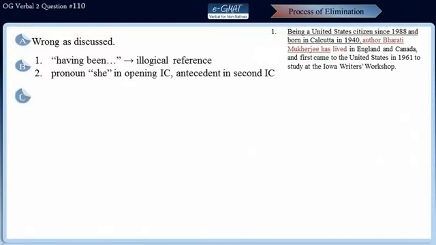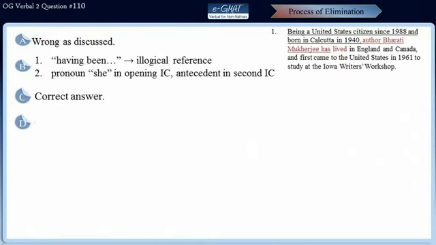Let's take a look at choice C now. Well, choice C is the correct answer because the opening modifier correctly modifies the author. The independent clause after the semicolon correctly gives additional information as to which other countries author Mukherjee has stayed in. So choice C is the correct answer.